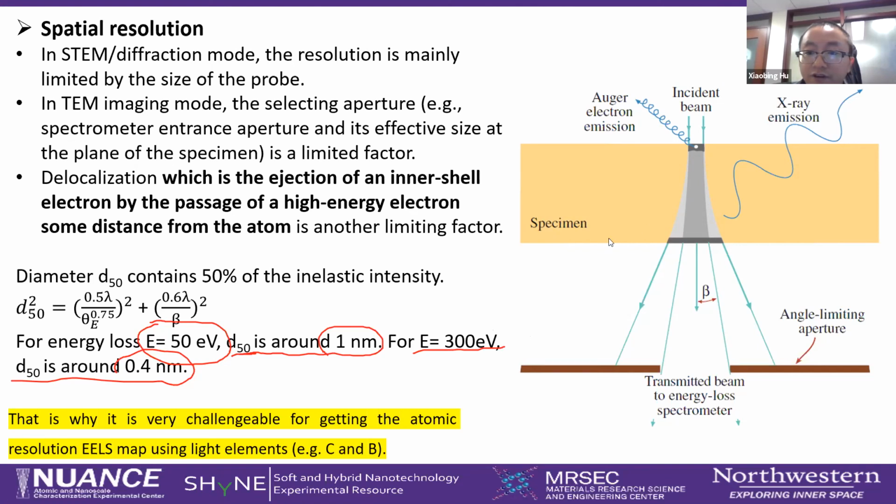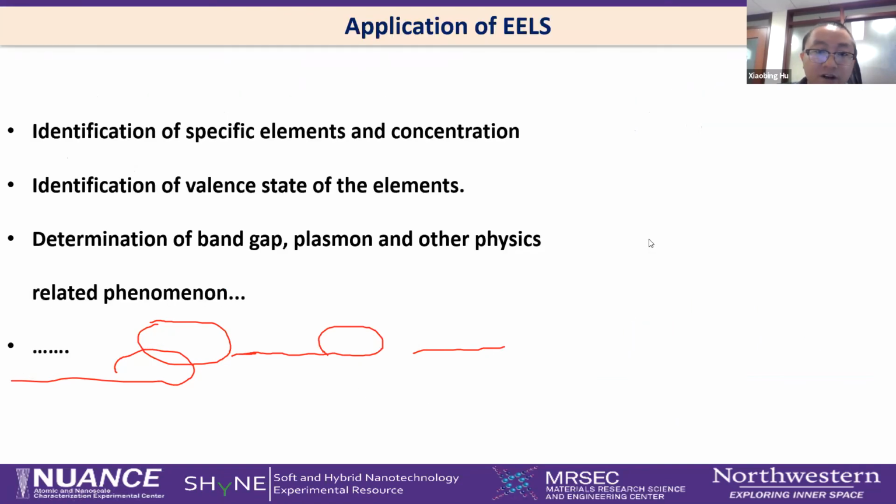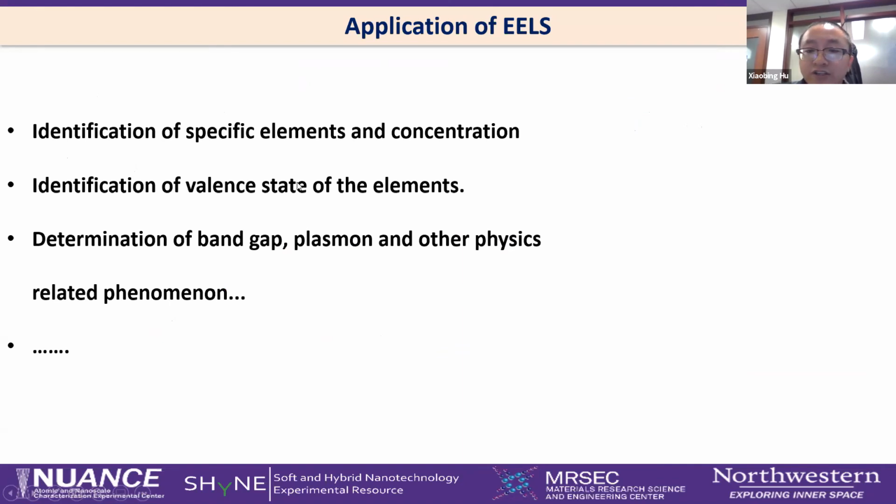The next one is applications of EELS. I didn't include the details, but I want to say that EELS can do so many things. It's much more powerful than EDS. It can identify the elements and their concentration, which is a similar function to EDS. It can also identify the valence state of the elements, because some elements, like iron, have 2+ and 3+. EELS can also determine the band gap, the plasmon, and some other physics-related phenomena. So EELS is more powerful.